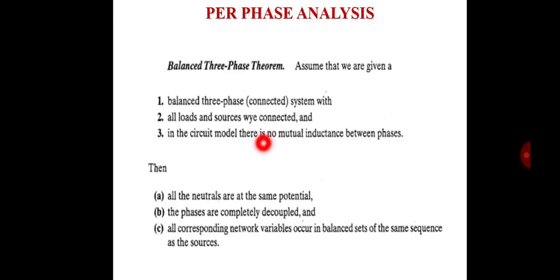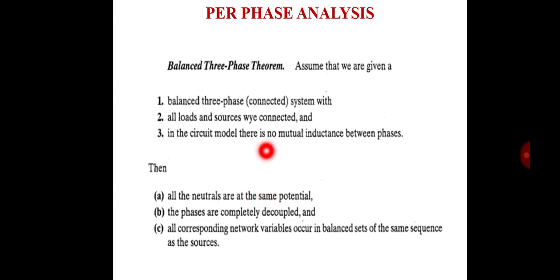Next is the balanced three-phase theorem. Assume that we are given a balanced three-phase system with all loads and sources star connected, and in the circuit model there is no mutual inductance between phases. Then first, all the neutrals are at the same potential. The phases are completely decoupled and all the corresponding network variables occur in balanced sets of the same sequence as the sources. This is the assumption, and for this assumption we prove this.